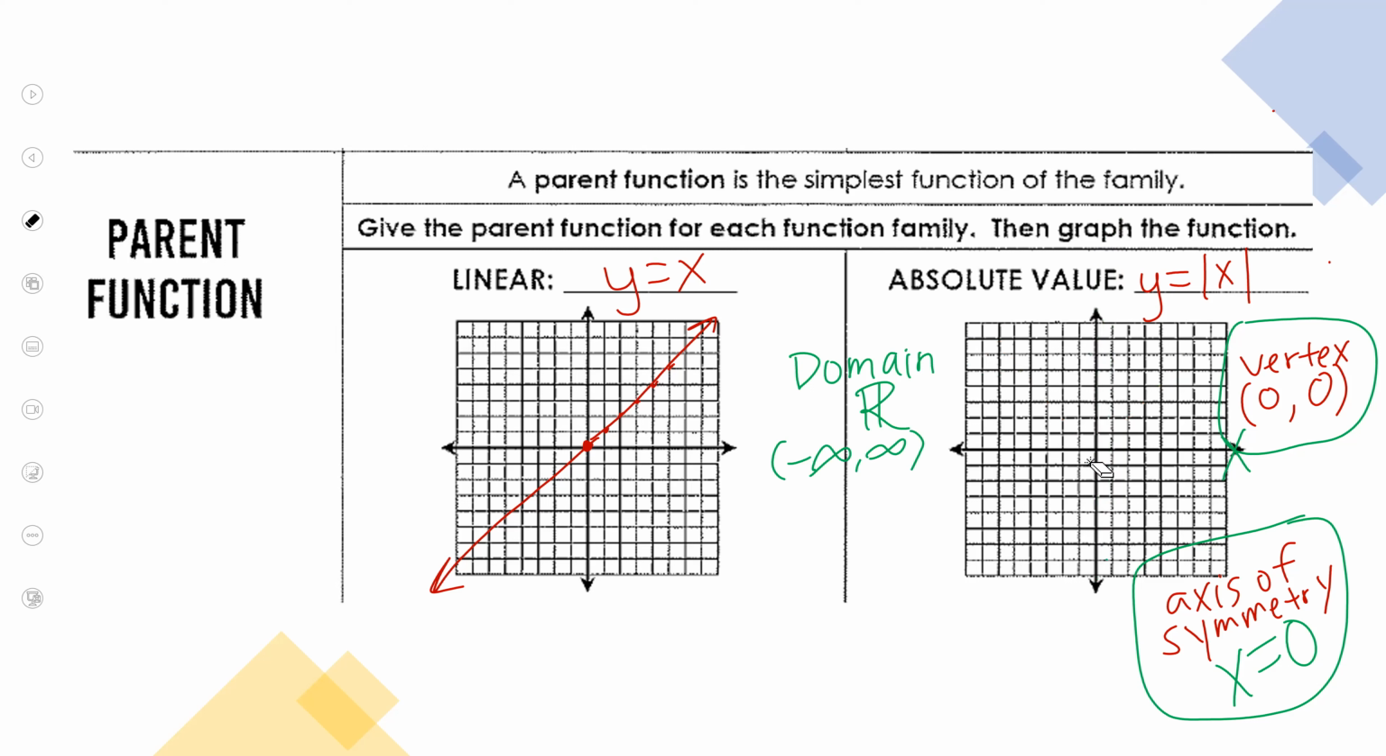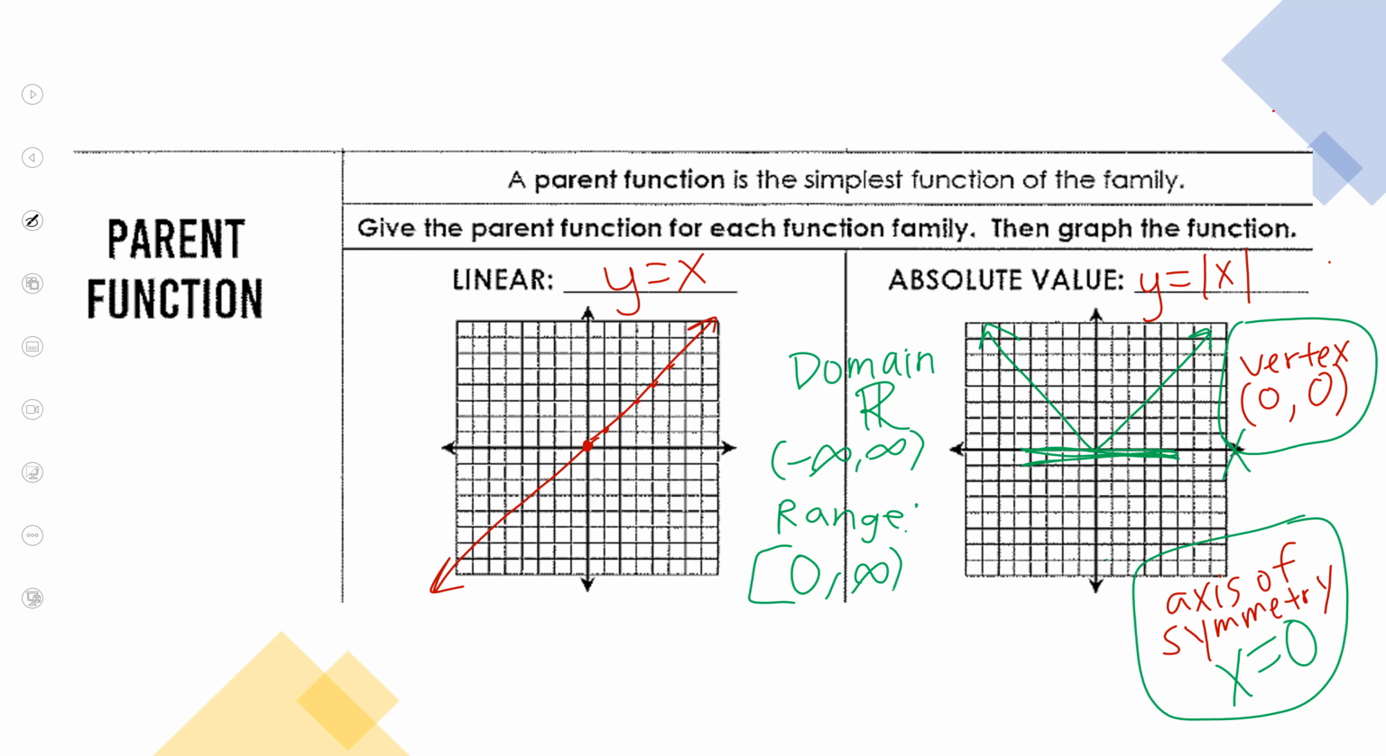Uh-oh, I didn't mean to erase the whole graph. Let me draw it back. This is my absolute value graph. Okay, now let's talk about the range. Remember, the range is the bottom of the graph to the top. So where's the bottom at? Here's the bottom. What's that? 0 to what? There's arrows on the top, so it's going up to infinity. So guys, that is the domain and range, vertex and axis of symmetry.